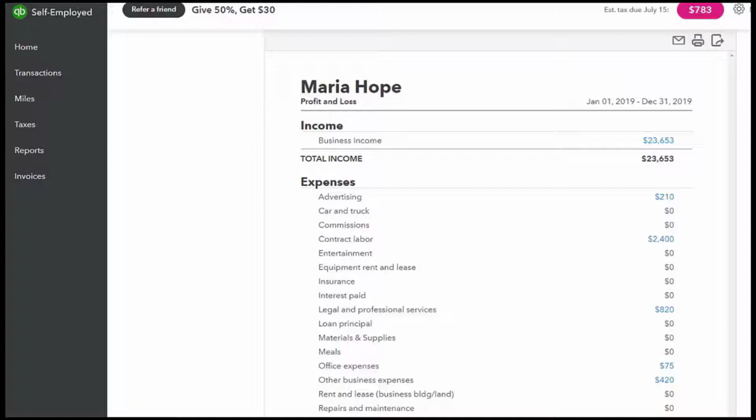She knows she's a personal tax filer, so she's going to file a Form 1040, and she's going to attach the Schedule C, the Schedule SE for her sole proprietorship income and expenses, and she's also going to attach the Schedule 1, which is going to give her some other deductions.